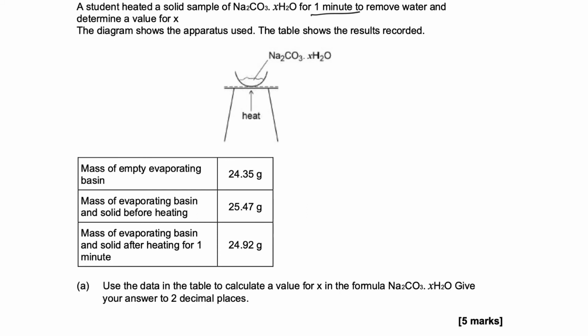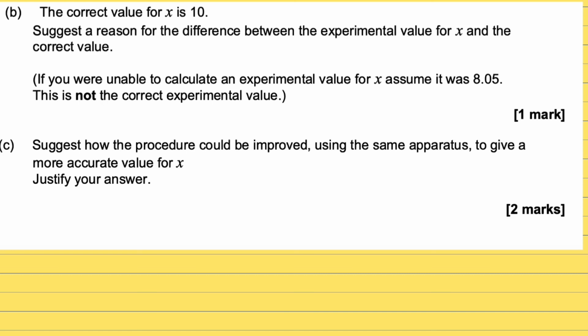How do we know they removed all the water? Where did they reweigh it? Where did they heat to constant mass? They didn't. So, suggest a reason for the difference in mass. There was probably still some water left in it. They didn't heat till constant mass. So there's some water left in it. Not all the water was removed.